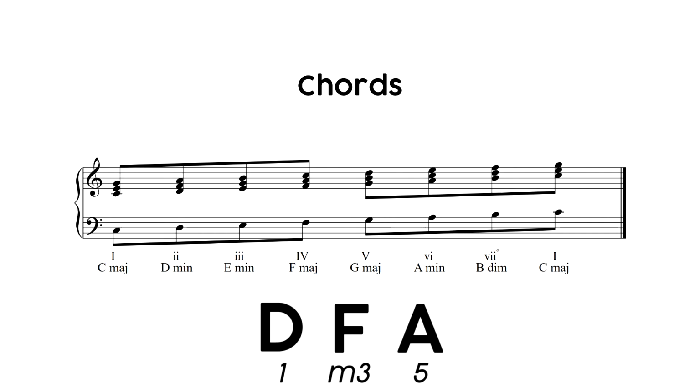In the case of a minor chord such as D minor, the distance between the first and the third will be a minor third because there's only 3 semitones. But the distance between the first and the fifth is still a perfect fifth, so 7 semitones.